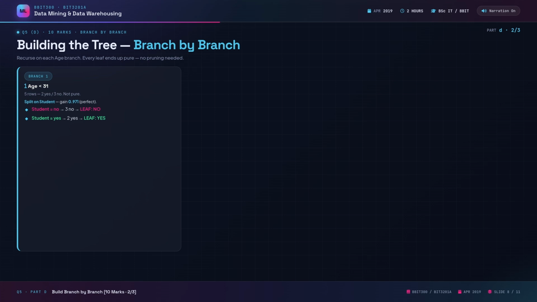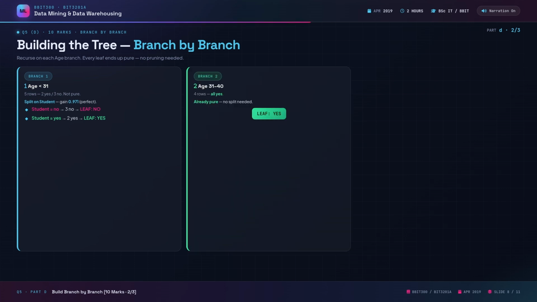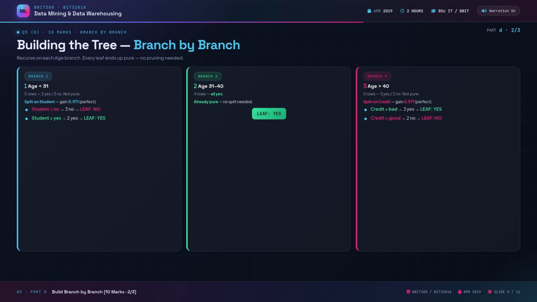Third, the over 40 branch. 5 rows, 3 yes, 2 no, not pure. This time credit rating is the perfect split, again with gain of 0.971 bits. Of the 3 with bad credit, all 3 bought, leaf, predict yes. Of the 2 with good credit, neither bought, leaf, predict no.